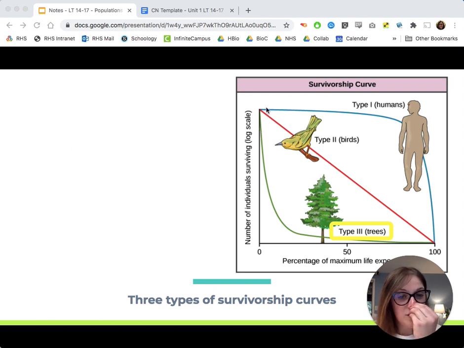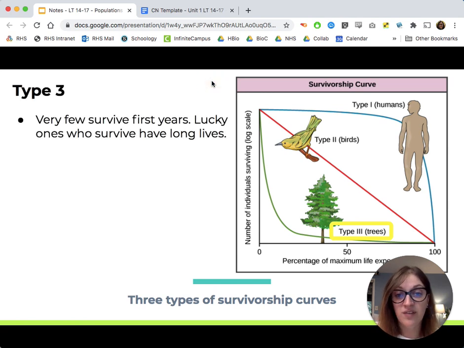If you take a look at this graph, you can see that there are lots of babies born, but very few of them survive. Lots of them die very early on in their life expectancy. And then those who do survive tend to live a long period of time. So this is type 3. Again, very few survive their first years, and the lucky ones who survive have long lives.